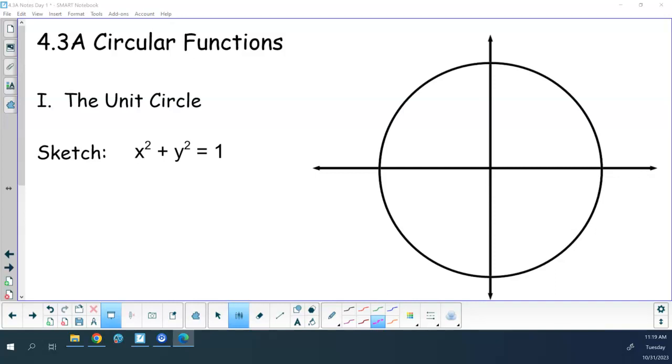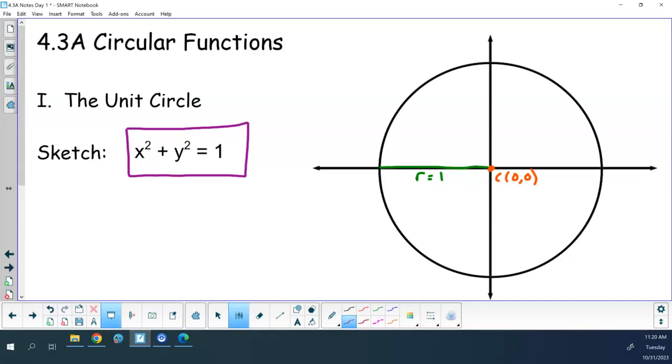Now, we didn't do conic sections this year, but a circle is what's called a conic section. Okay? It has a center. In the unit circle's case, the center is at the origin. The radius, the distance from the center to any point on the circle, is equal to 1. That's why it's called the unit circle, okay? Because the radius is 1 unit. And the equation of that circle then is x squared plus y squared equals 1.